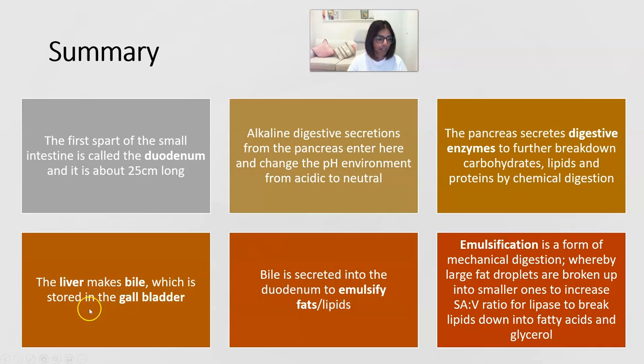The liver makes bile, which is stored in the gallbladder. But the bile is secreted into the duodenum to emulsify fats. Emulsification is a form of digestion, and it's mechanical digestion, where large fat droplets are broken up into smaller globules to increase that surface area to volume ratio. This will mean that lipase can break down lipids into fatty acids and glycerol at a much faster rate.